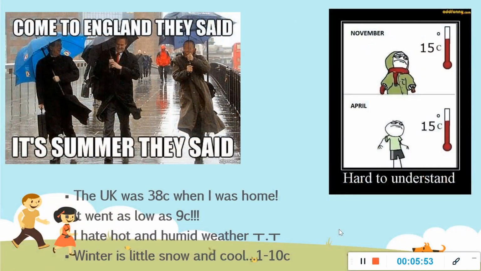Now, the final part about England is the weather. People always say, come to England, it's beautiful or it's nice, but it's always rainy. And last summer when I went home, it was a little bit different, because when I was home it was 38 Celsius, and it was as low as 9 degrees in summertime. So usually England is cool, but it's always rainy. But because of global warming, it's becoming drier and hotter. Or climate change is changing it a little bit.